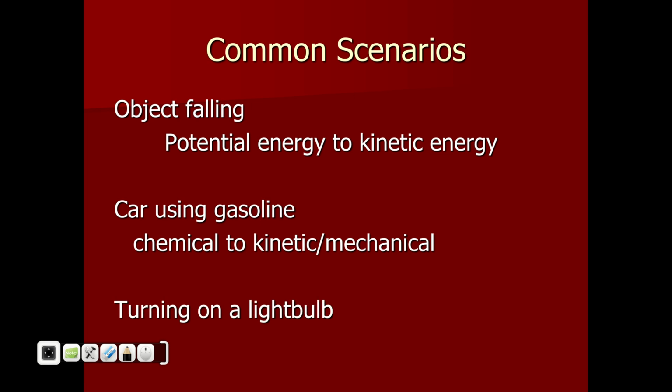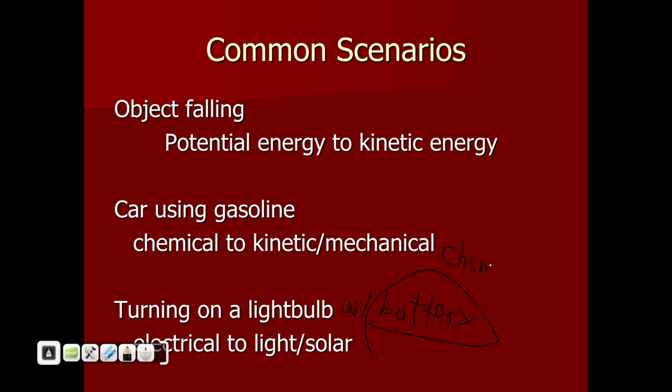Turning on a light bulb. Now this one we could get, again, it depends on where we're starting. If I'm starting at the battery, batteries have chemical energy. What's that chemical energy changing into? Electrical and light and so forth. You can see here though, I don't go that far back. So electrical to light solar, hey, that's fine too. So I guess for this one we would have to be maybe a little more specific and say, with a battery, once you see battery, battery is always chemical to electrical.